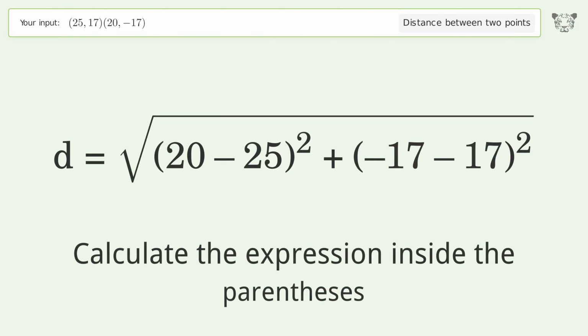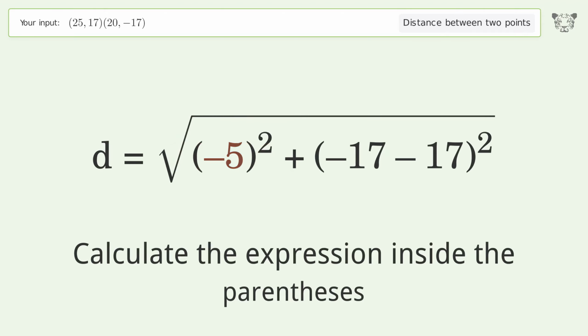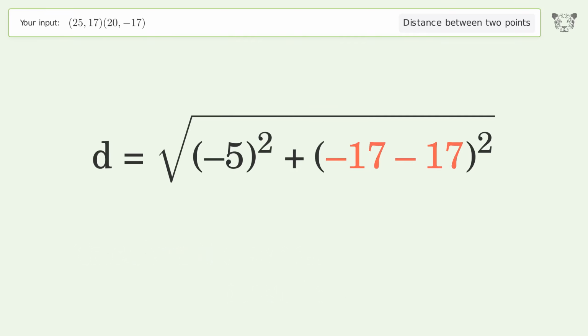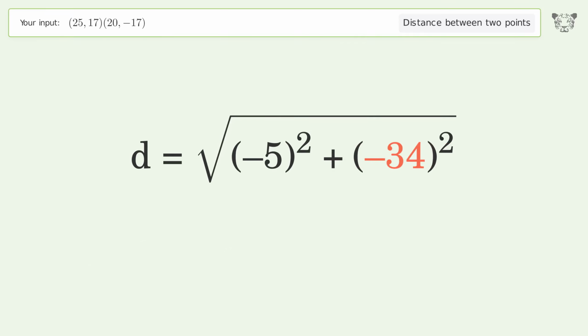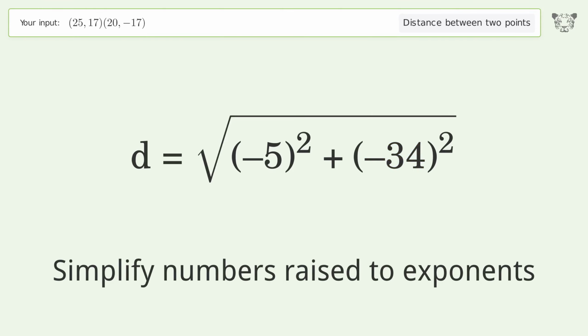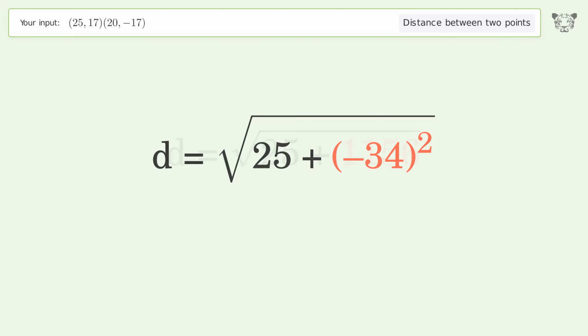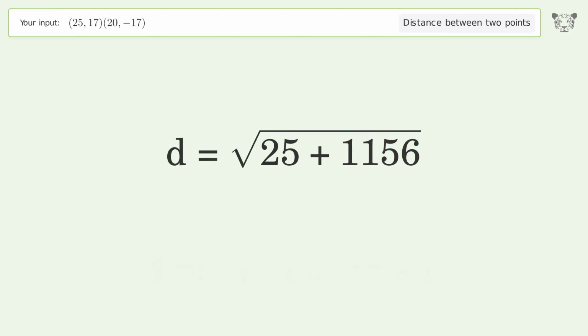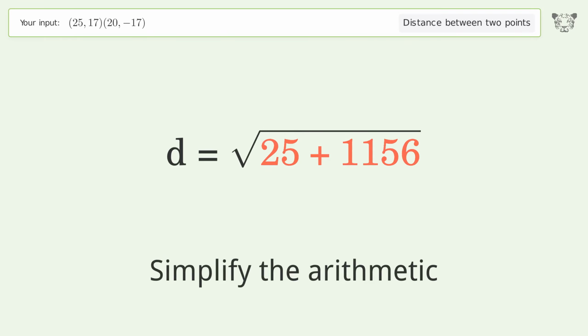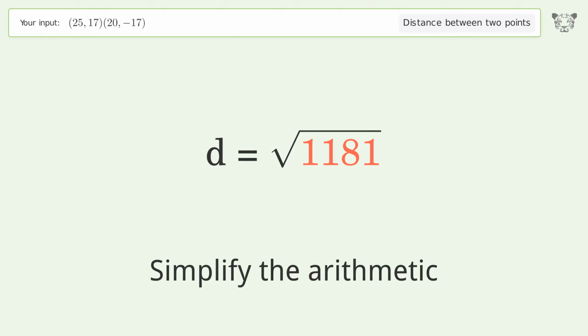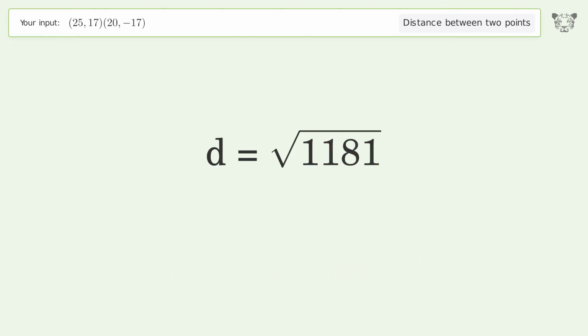Calculate the expression inside the parentheses. Simplify numbers raised to exponents. Simplify the arithmetic. And so the distance between the 2 points is the square root of 1181, or 34.366.